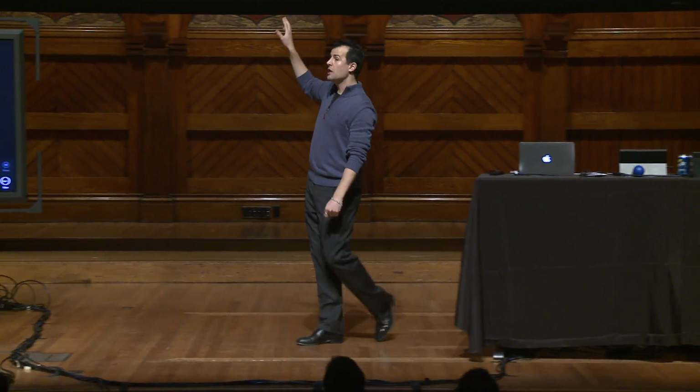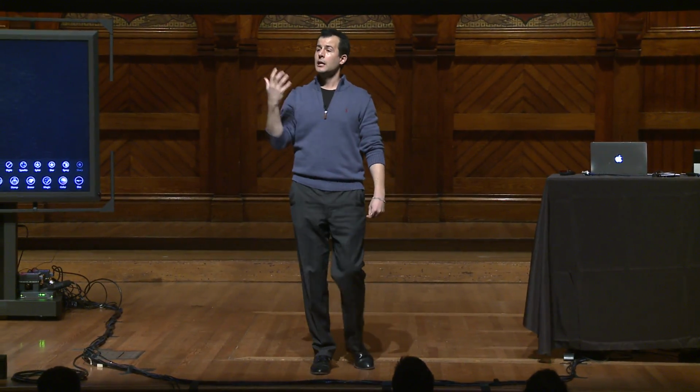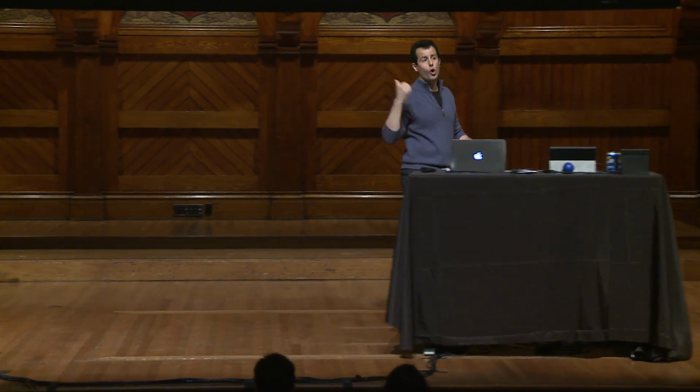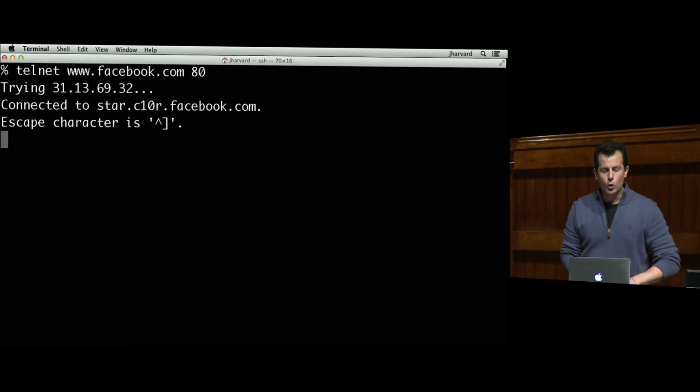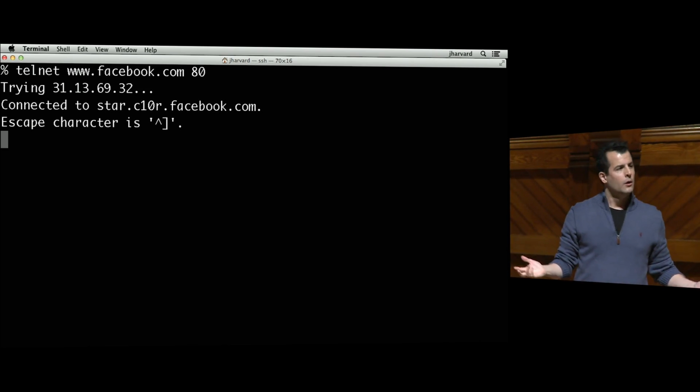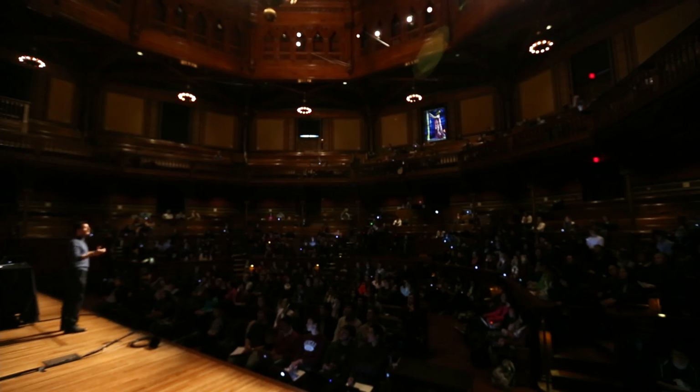So I'm going to essentially now pretend to be a browser and speak HTTP by sending with my keyboard exactly the commands that Chrome just knew how to send for me magically. So I'm going to go ahead and hit enter. Notice that it's trying 31.13.69.32. What is that? So it's an IP address.